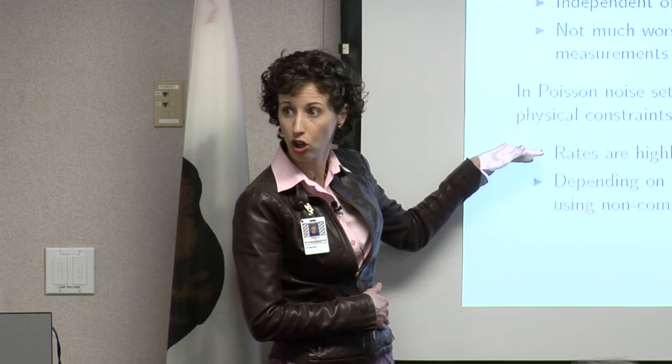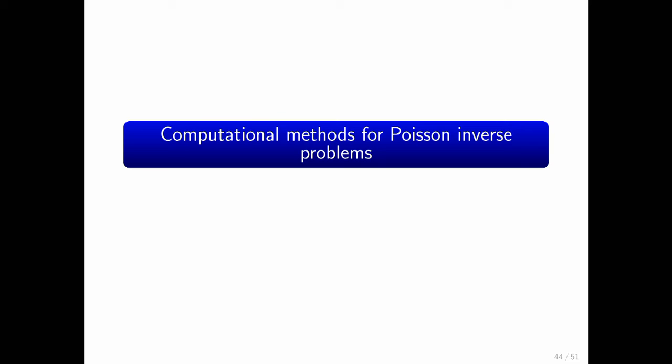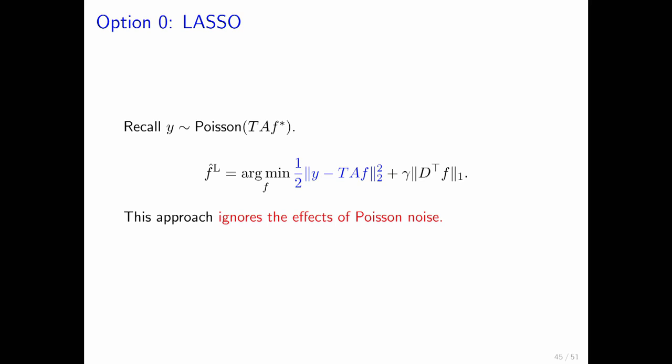And depending on the sparsity structure, it's possible to do much, much better than compressive measurements at these low signal-to-noise ratios. Okay, so just a couple more words about actual computational methods. I'm not going to go into a lot of detail, and instead just refer you to some papers on my webpage. But the question is, if we do have these measurements, how should we actually go about estimating F star? I've talked to you about rates, but not actually about what you should do to get these rates.